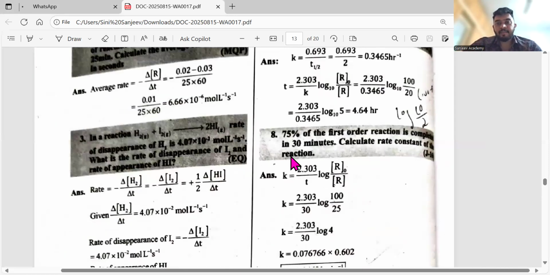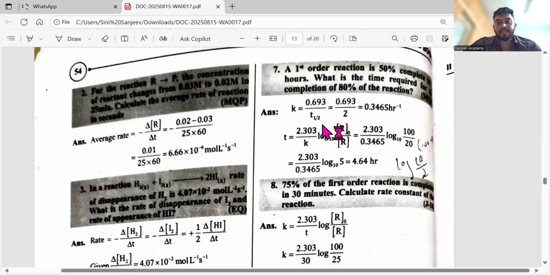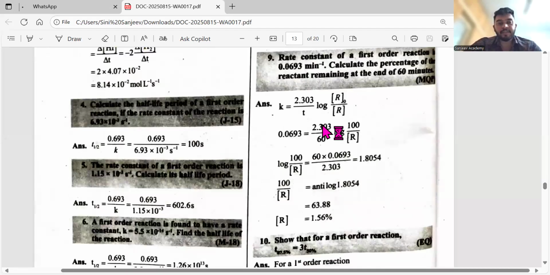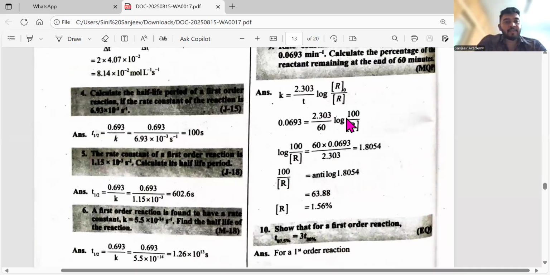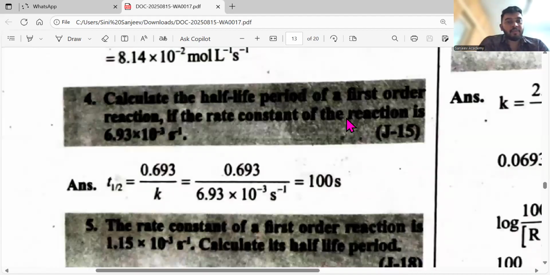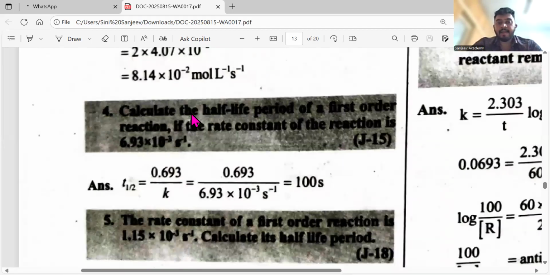Then coming to one more type of reaction, first order and zeroth order reactions. Let us take this question, the fourth question, as you can see here. Calculate the half-life period of a first order reaction. Half-life formula is what? T half equals 0.693 by K, which you derived, correct? And the rate constant is K. So put the K value here, 6.93 into 10 power minus 3.